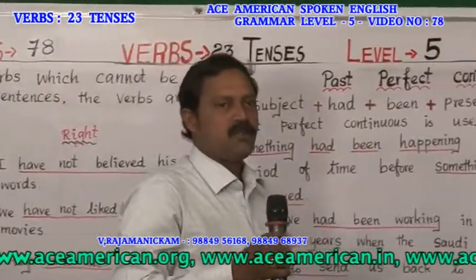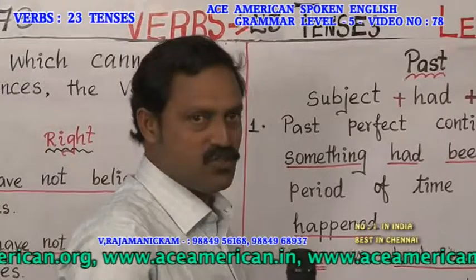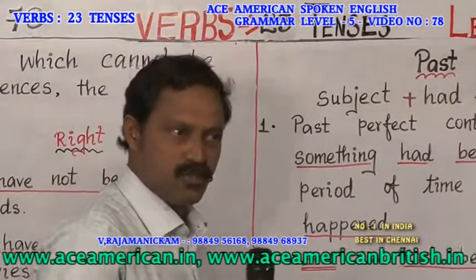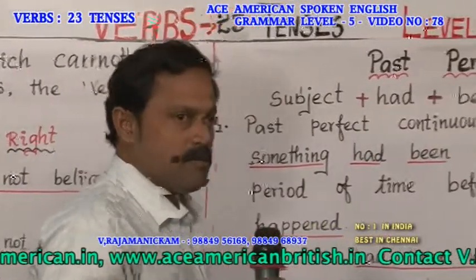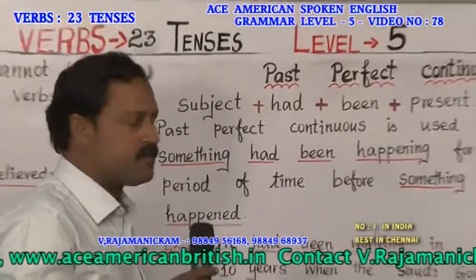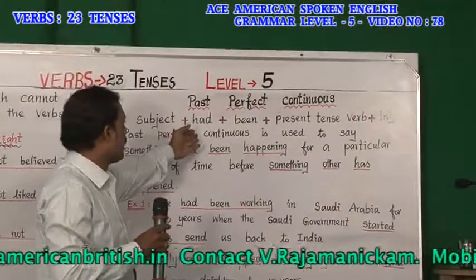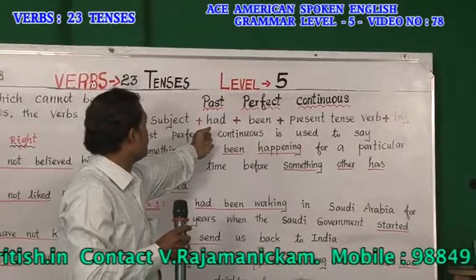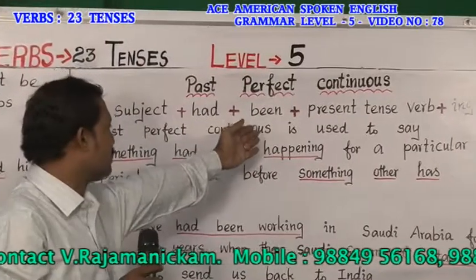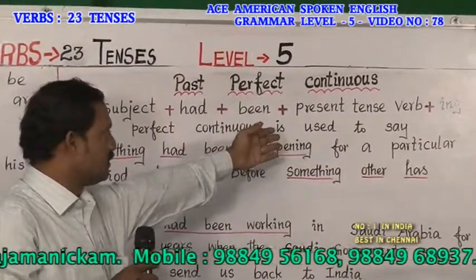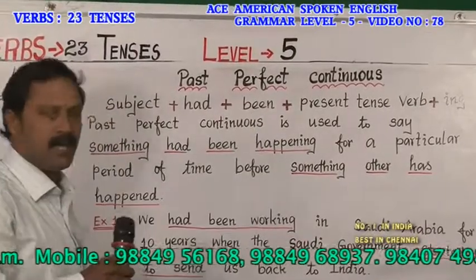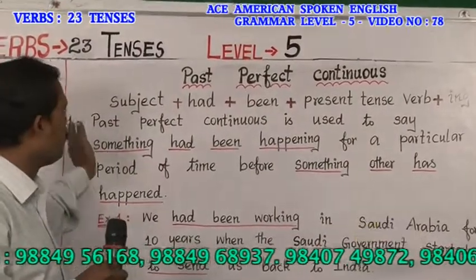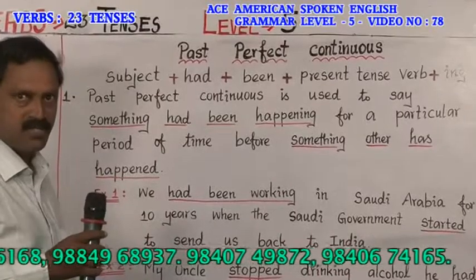Dear friends, just now we have seen the past perfect continuous tense, where it is to be used and how it is to be used. Here, a subject comes, and then the past perfect word had, and the continuous word been, then we have to add an ing form. Then it forms the past perfect continuous tense.